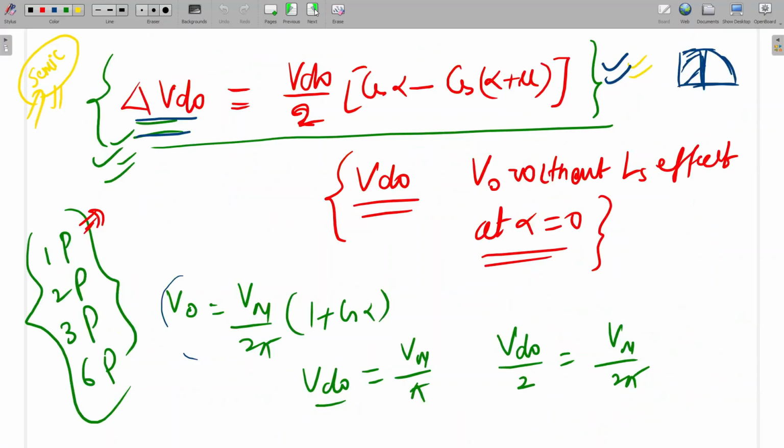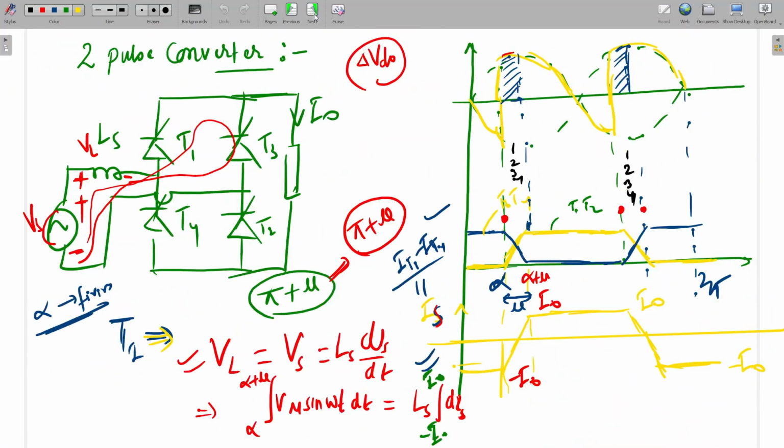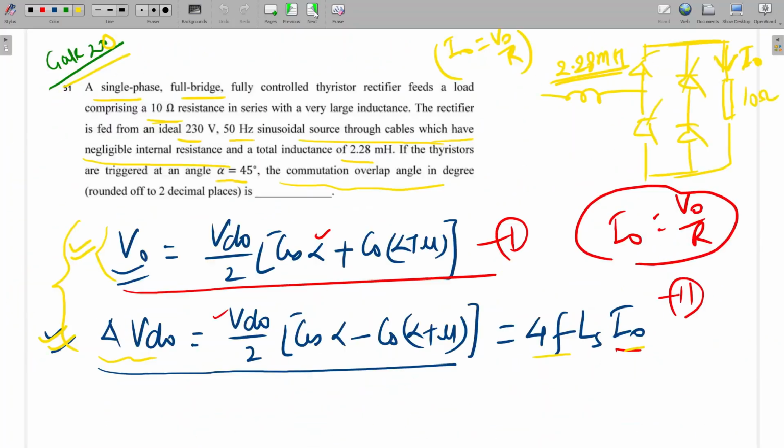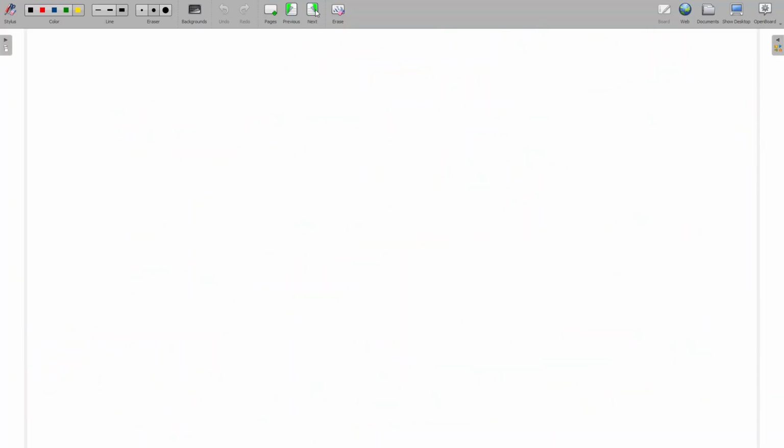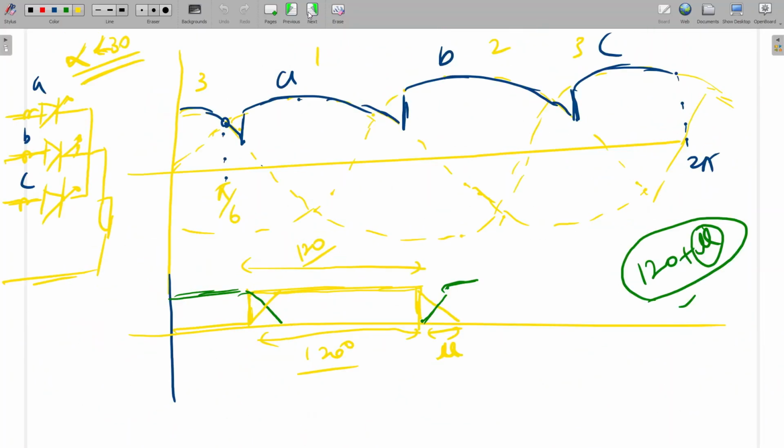Okay. If you go to the full bridge, the actual conduction angle was pi. To pi we are adding the mu. So here also it is the same thing. 120 was the actual conduction angle. Here, 120, and to 120 we are adding the mu.